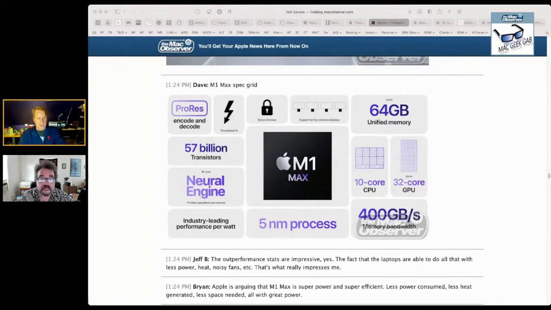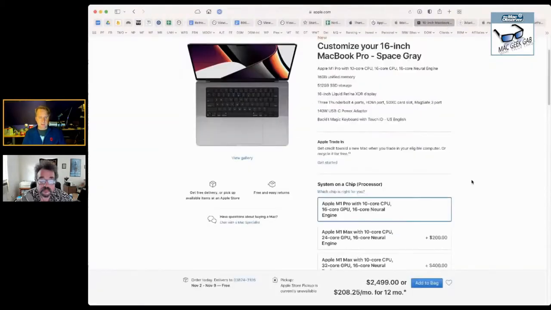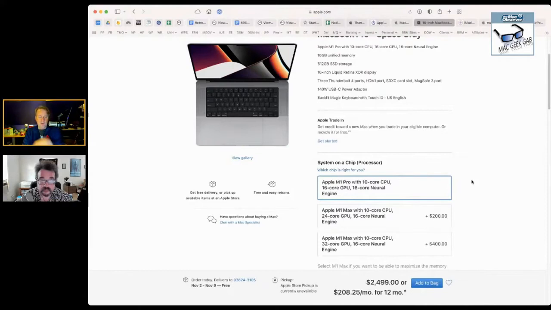Near as I can tell, John, and help me with this if you have more details, the M1 Pro and M1 Max both sort of max out at that 10 core CPU, but where the M1 Max goes above and beyond is the GPU, right? You get the 16 core neural engine in all of them. And then the M1 Max can go to either a 24 core GPU or a 32 core GPU. And the M1 Max also lifts the ceiling from 32 gigs of RAM to 64 gigs of RAM as a max.